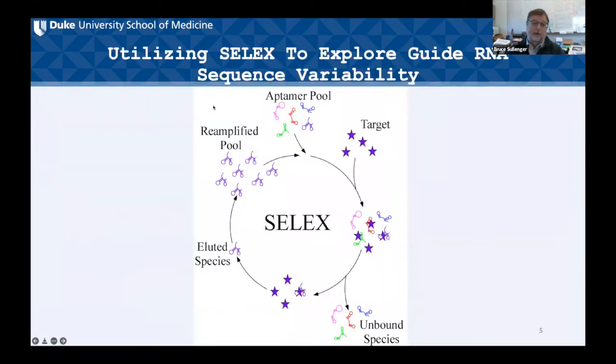Probably not necessary for this audience, but just to remind everybody of the general SELEX approach that Craig and Larry published way back. Basically, we wanted to make a library of aptamers or potential aptamer sequences, incubate it with our target, in this case Cas9, select the ones that bound from those that didn't, and amplify them as shown here.